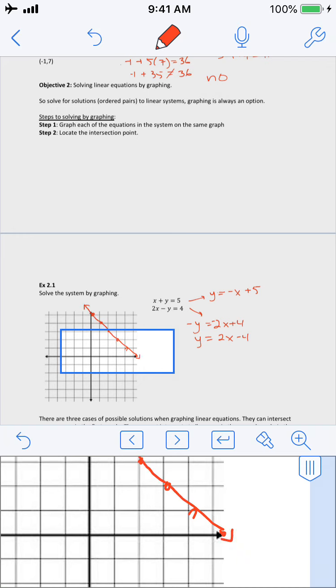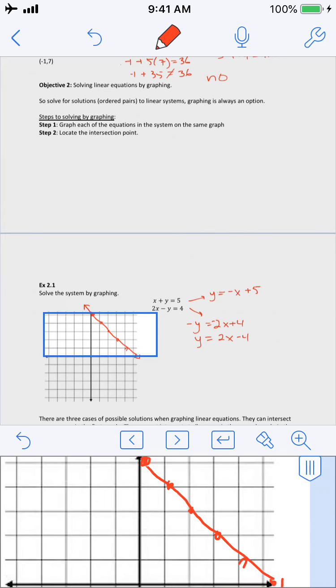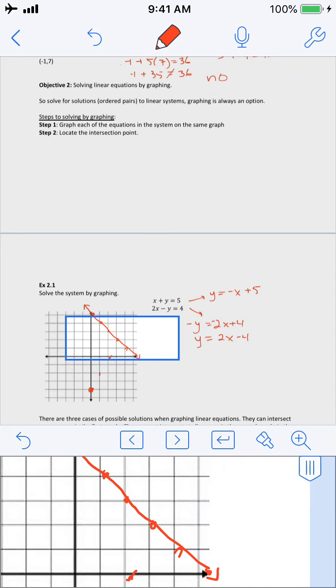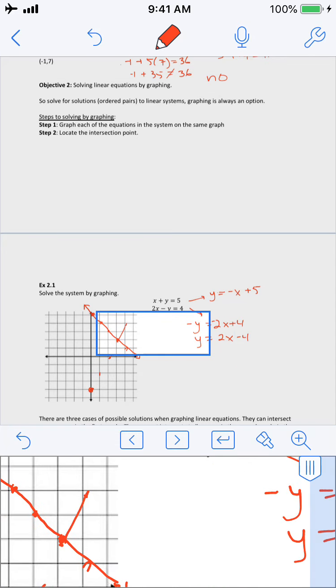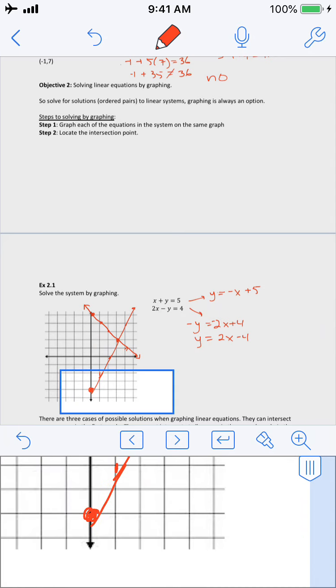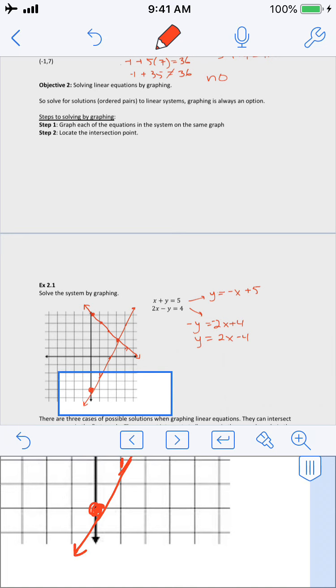Okay, so there's the first one. And the second one, I went up 5 and then down 1 over 1. So this one is down 4. You hear my neighbor's dog in the background. And then up 2 over 1, up 2 over 1, up 2 over 1, up 2 over 1. And here we go. And I can already see our intersection solution.